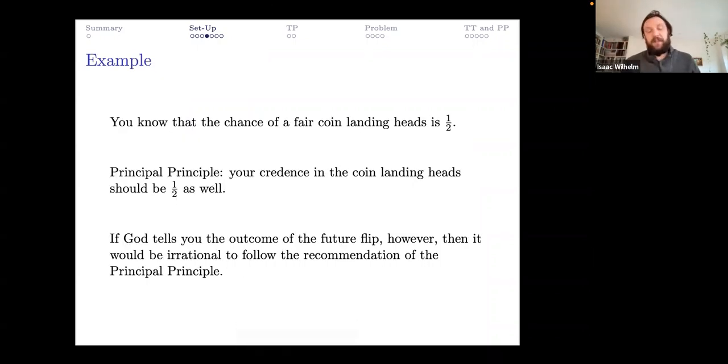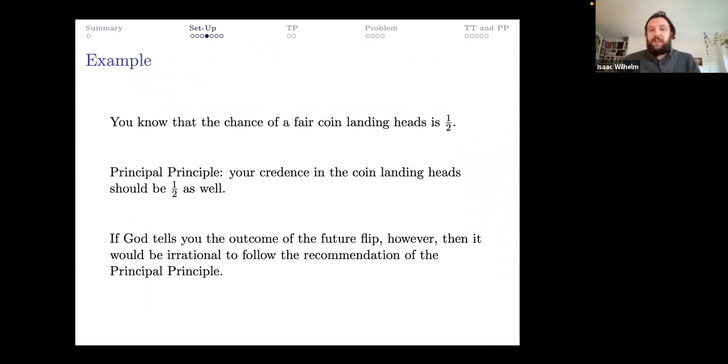Well, let me give you a quick example, a stock example of what that means in the context of a principle like the Principal Principle. So suppose you're going to flip a fair coin, and suppose that you know that the coin is fair. So you know, and it's part of your evidence, that the chance of this fair coin landing heads is 1/2.